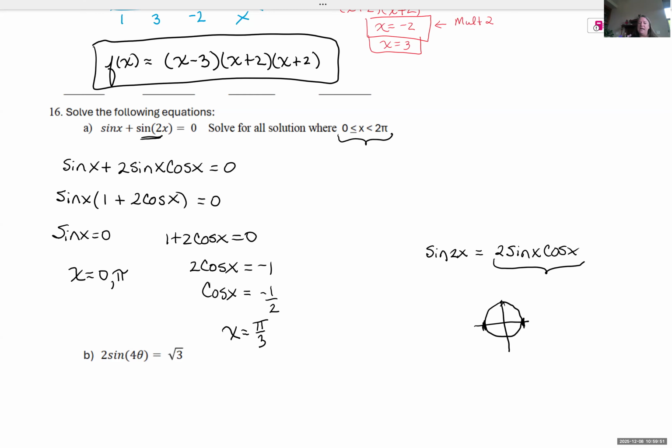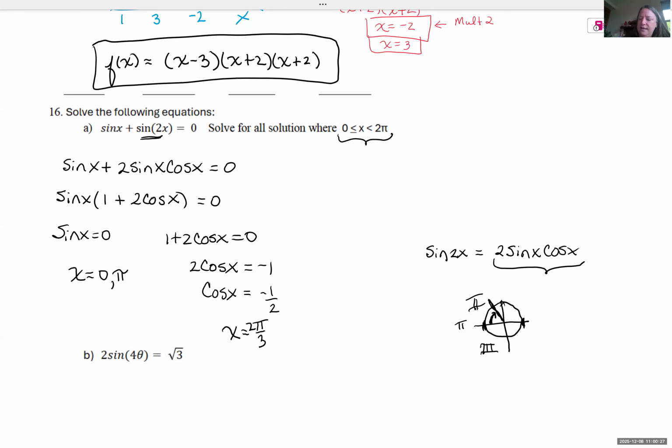So I have to think about when is cosine negative? Well, cosine, again, is the x value on the unit circle. X is negative in the second quadrant and in the third quadrant. So I know my reference angle is pi thirds. I could get the second quadrant angle by taking pi minus pi thirds. Common denominator, 3 pi thirds minus 1 pi thirds. So this would be when x is 2 pi thirds.